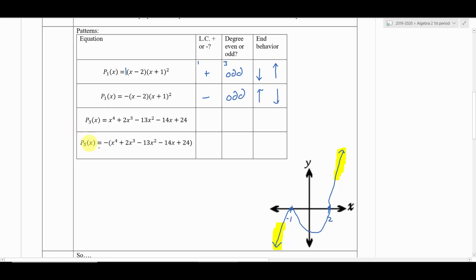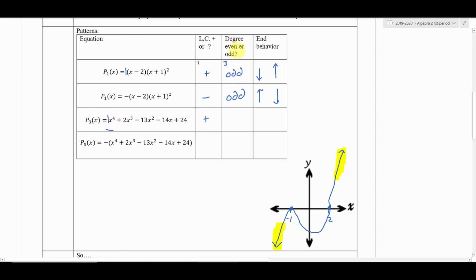All right, let's look at a new one. Let's jump over to this one. This one is in standard form, and we'll look for the leading coefficient first. So for the leading coefficient, I've got to go to the highest degree term. That's going to be this x to the fourth here, and the number in front, since I don't see anything, it is a 1, and it's a positive 1, so the leading coefficient is positive.